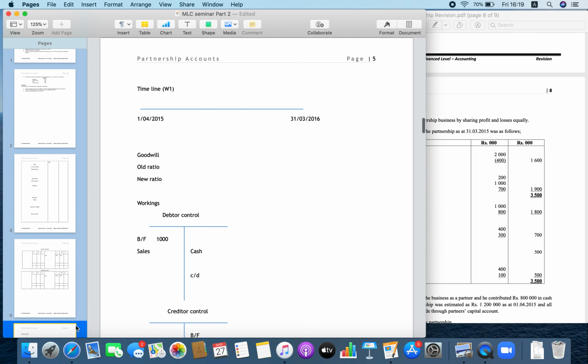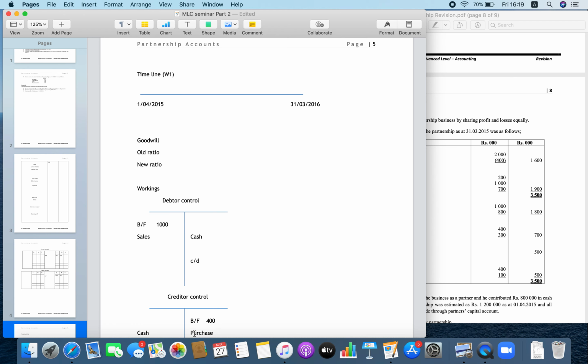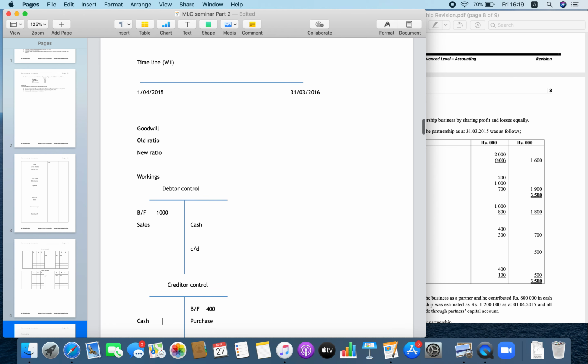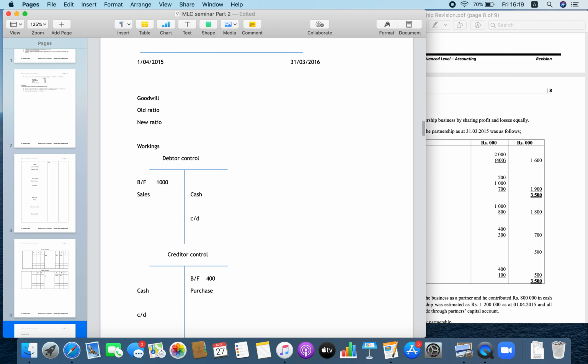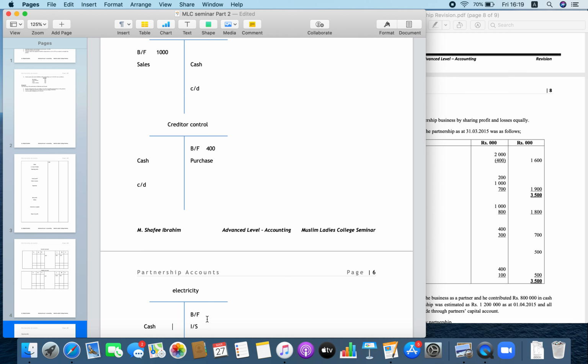So let's go to the T accounts over here. Creditors is trade payable, they have given me a brought forward of 400. I have gone and marked that. Remember, creditor or trade payable is a liability. Liability opening balance will always come on the credit side. Then you have electricity brought forward 100. Remember, this is accrued electricity. It's a liability. In accounting, liabilities will have the opening balance on the credit side. So that part is done.